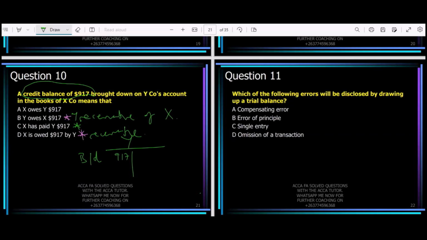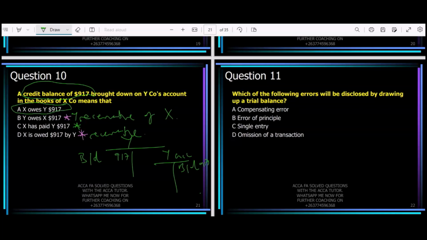Now, we have agreed that it is X who is preparing the records, and if there is a credit balance of 917 on Y's account, obviously this means that Y is a payable. So if Y is a payable, then the Y account, the balance BD should be on the credit side. So this means that X owes Y $917.